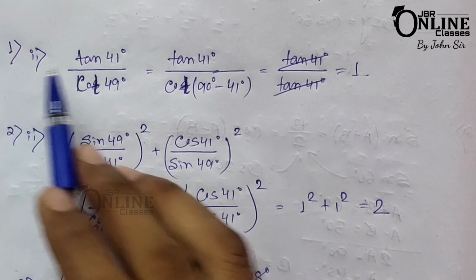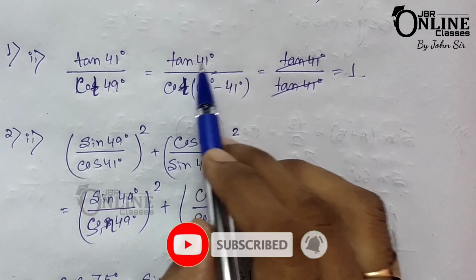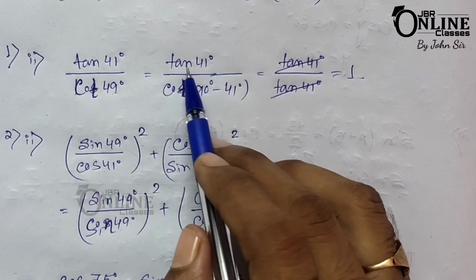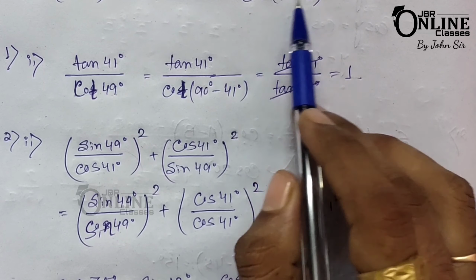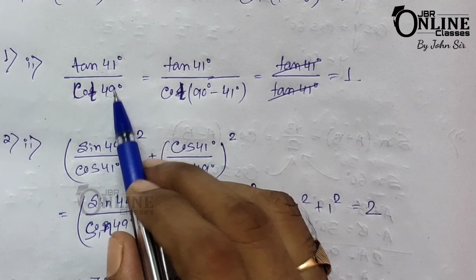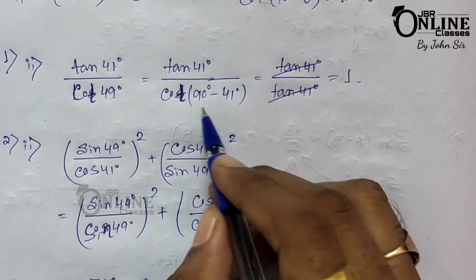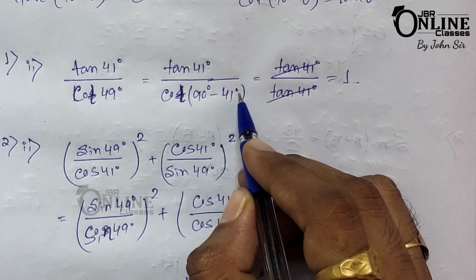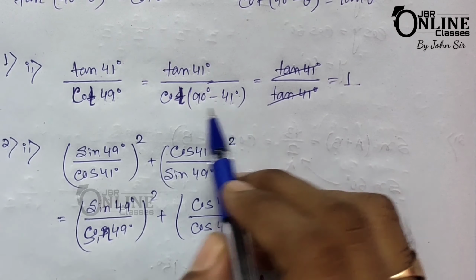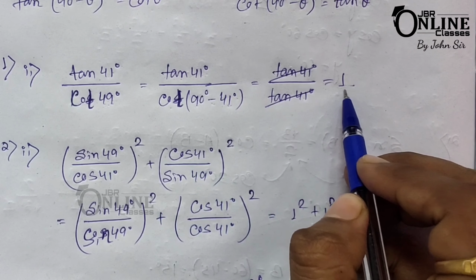So here sum number 1, 2. Here tan 41 by cot 49 degree equals, so here tan 41 will be the same. Now cot 49, you have to change this cot 49 into tan. So here the formula cot(90 − θ) equals tan θ. Now 49 and 41, if you add these two angles, that becomes 90. So instead of 49 you can write 90 degree minus 41 degree, and that is 49. So just change this to 90 degree minus 41 degree, and that becomes cot(90 − θ) equals tan θ. So tan cancels out, and that equals 1.